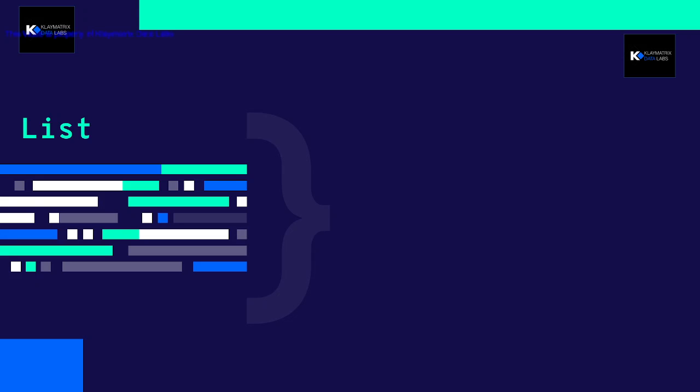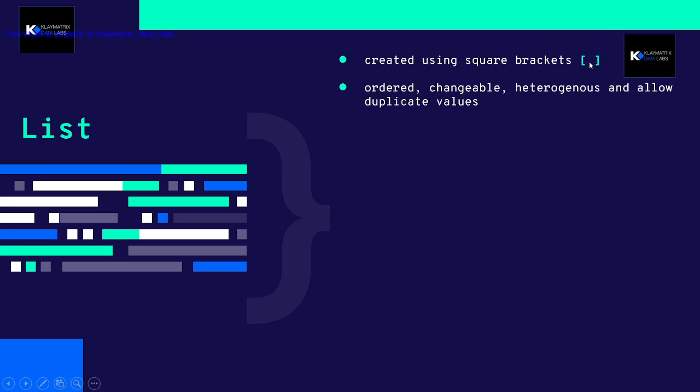So coming to list, lists are basically created using the square bracket, as you can see here. These are ordered and changeable. Ordered means they have an order, like position number 1, position 2, position 3. Changeable means you can change them, or they are mutable. Heterogeneous means you can have in a list a number as well as a string or text and so on and so forth. And they allow duplicate values, which means you can have duplicate or repetitive values. If a new item is added to a list, it gets placed at the end of the list.